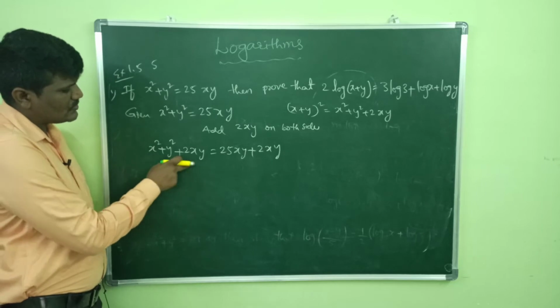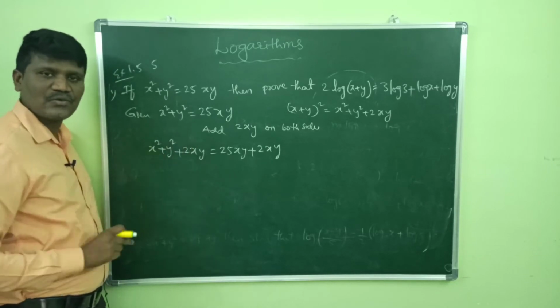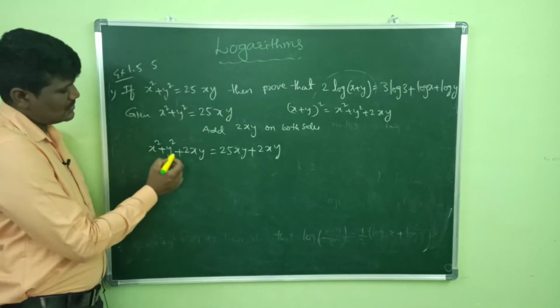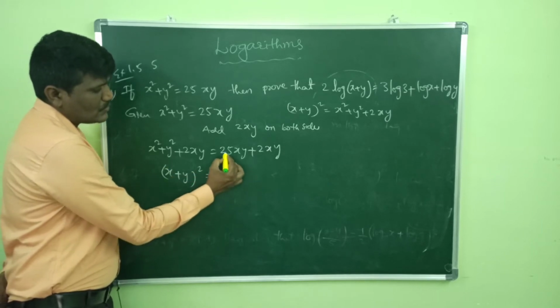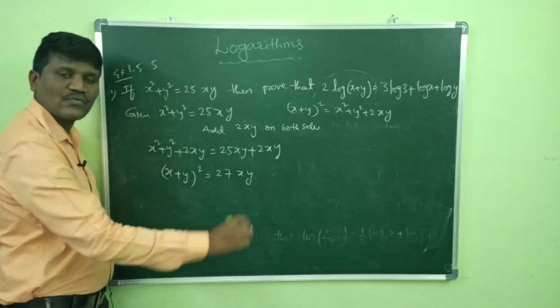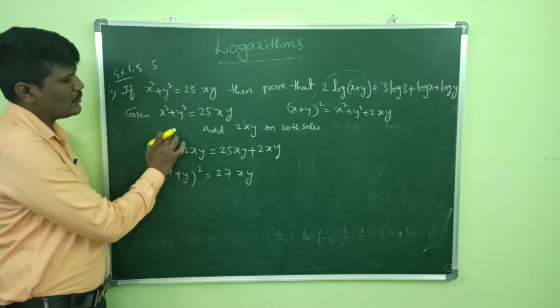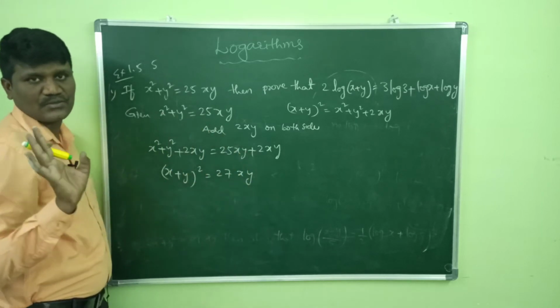Now if you observe this, x square plus y square plus 2xy I can write as x plus y whole square. So x plus y whole square is equal to 25 plus 2, that is 27xy, right? Now there are no different terms. The left hand side has one term and the right hand side also has one term.